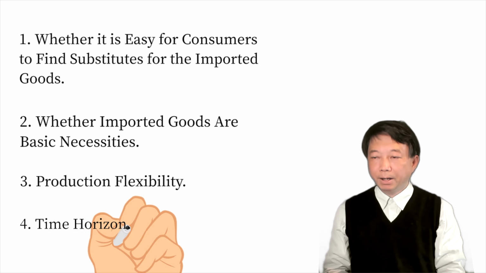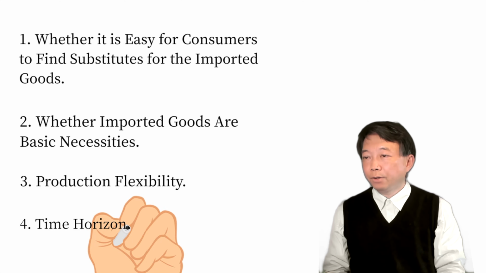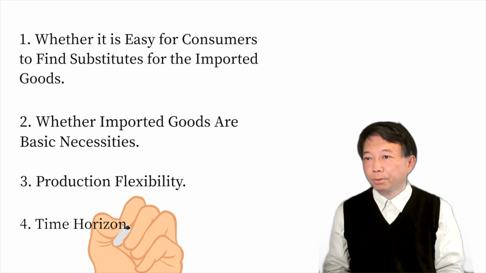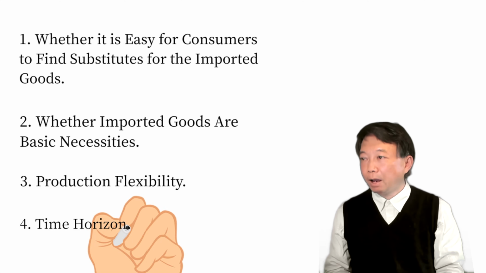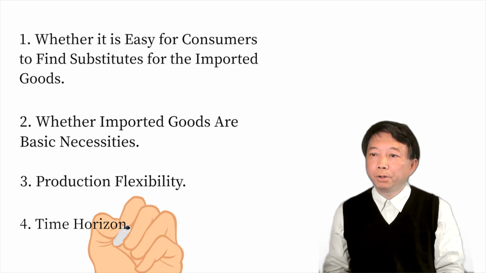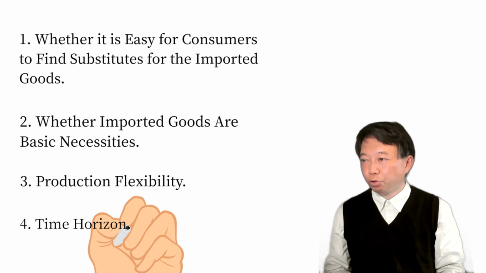Time horizon matters. Goods tend to have more elastic demand over longer time horizons. For example, studies show that a 10% increase in gasoline prices reduces gasoline consumption by about 2.5% after a year and by about 6% after 5 years. That is because it takes time for people to adjust their lifestyles. In the long run, people drive less and switch to more fuel-efficient cars.